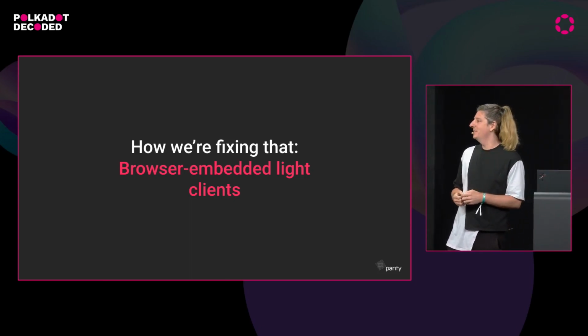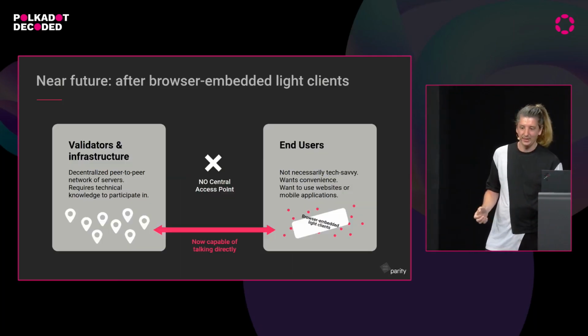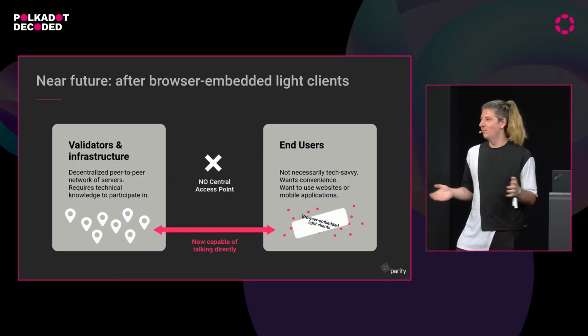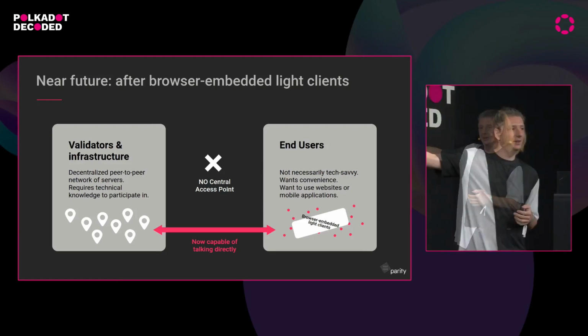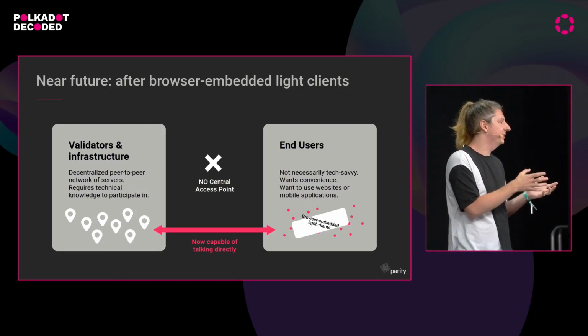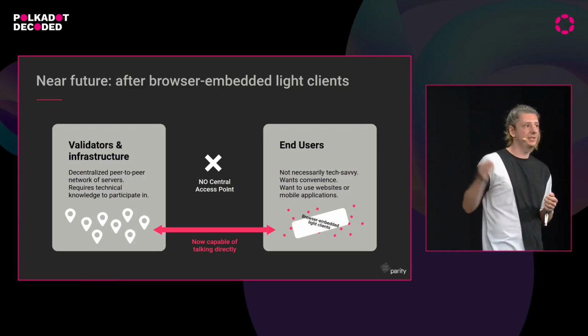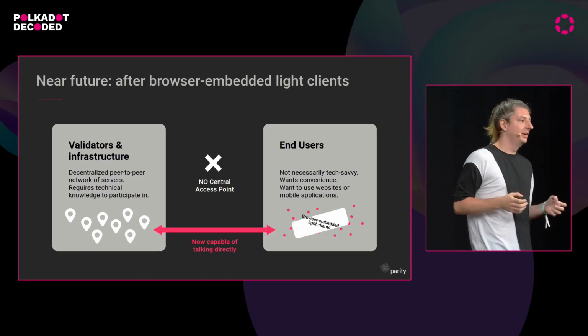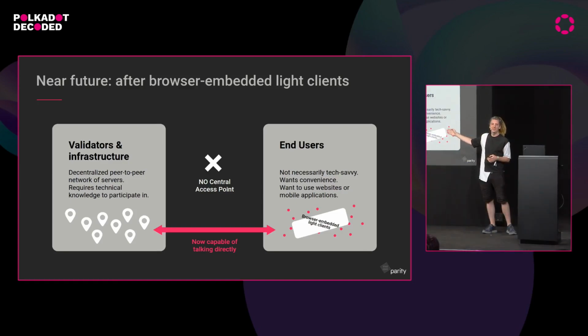And the way we're fixing that is the name of the talk, Browser Embedded Light Client. So what does this mean? A light client is just a different thing running on the end user machine. The software running on the end user that displays what's on the chain, instead of connecting to this central access point, connects directly to the validators and the full nodes, the infrastructure, instead of going through the central access point. So it was really just fixing the impossibility for them to talk to each other. Once they can talk to each other, we get rid of the access point, and everyone's happy.